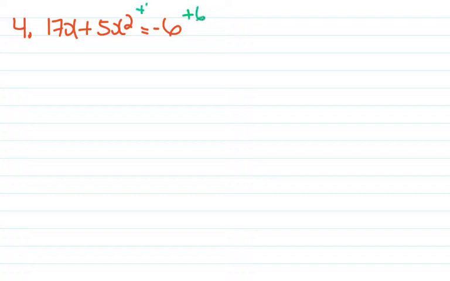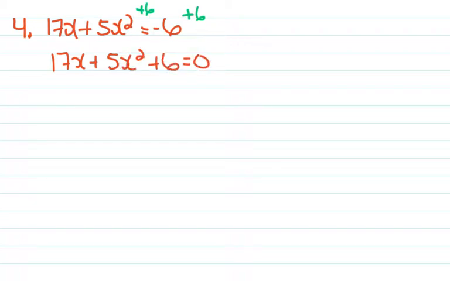All right, onto the back of the handout. Number 4. 17x plus 5x squared equals negative 6. All right, so again, I need to get this into standard form. I'll add 6 to both sides. Now I have 17x plus 5x squared plus 6 equals 0.